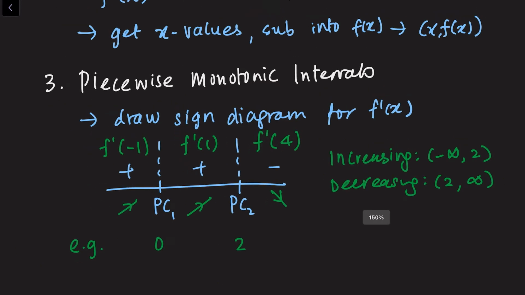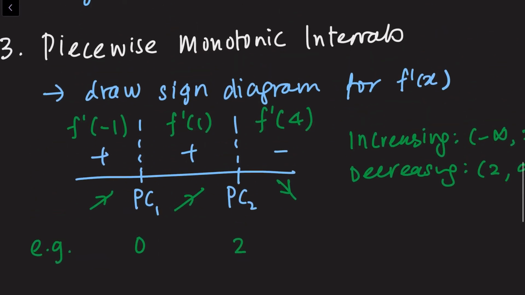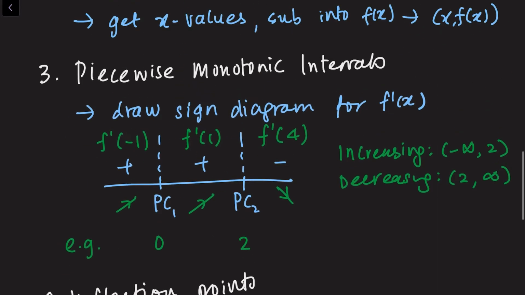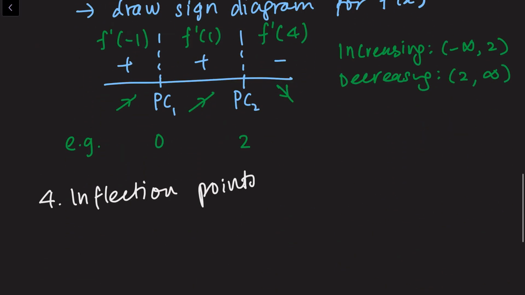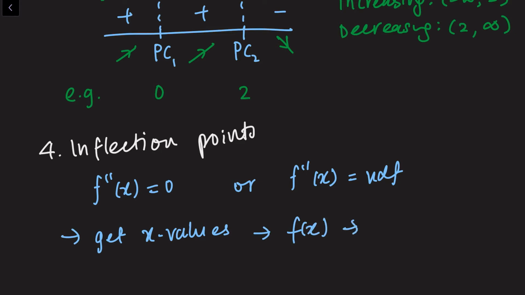Then now we are actually done with the first derivative. We will differentiate the second time. Okay? Just now we found possible critical points, now we find the inflection points. Inflection points. Okay? So it's very similar to our step 2. You just find the second derivative. Let it be 0 or undefined. Okay? Then we get the x values. Then substitute into our original f(x).